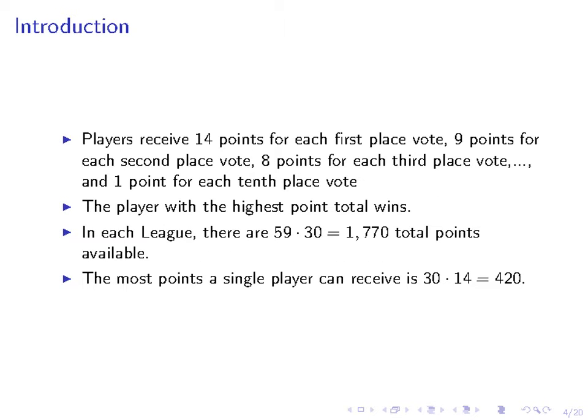Players receive 14 points for each first place vote, 9 points for each second place vote, 8 for each third place vote, and so on, down to 1 point for each 10th place vote. The player with the highest point total wins. In each league there are 59 times 30 or 1770 points available, but the most a single player can receive is 420 points if they sweep all the first place votes.